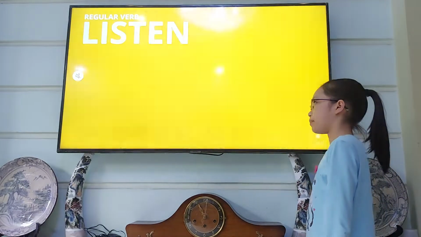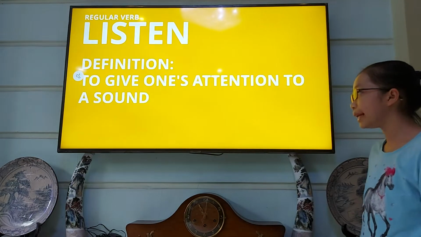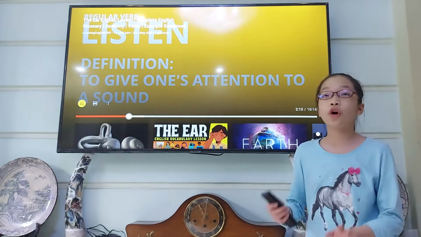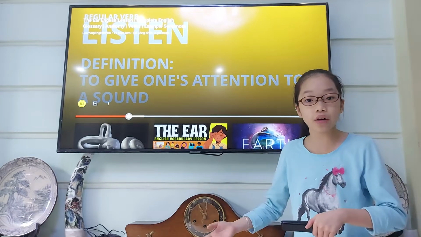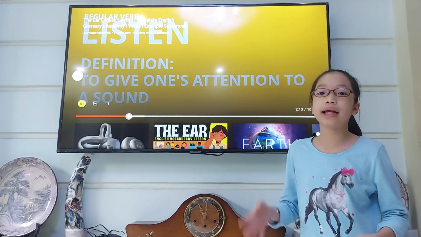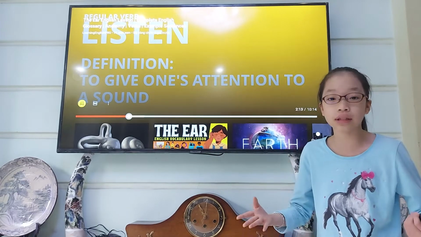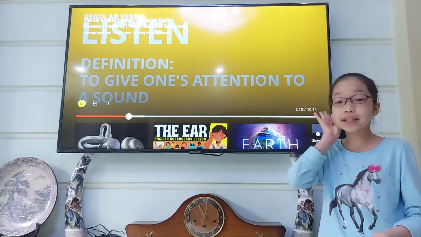Next we have listen, and it's also an irregular verb. The meaning is to give one's attention to a sound. For example, you always say, I listen to English. You pay attention to the sound on the radio maybe. So you say, I listen to English. You never say, I hear English. That's so weird. Nobody ever said that. You say, I listen to English.